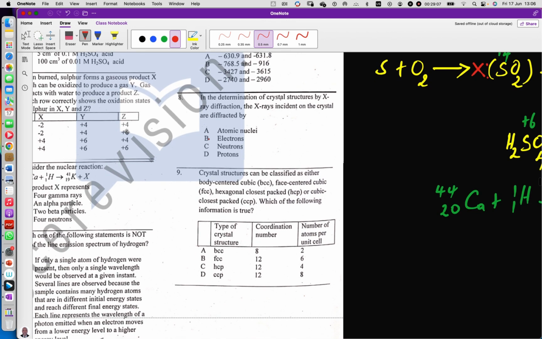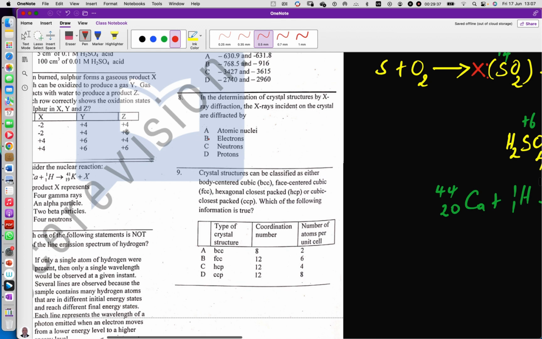Question number 8. In the determination of crystal structure by X-ray diffraction, the X-rays incident on the crystal are diffracted by A, atomic nuclei, B, electrons, C, neutrons, D, protons. Of course, the answer is A.